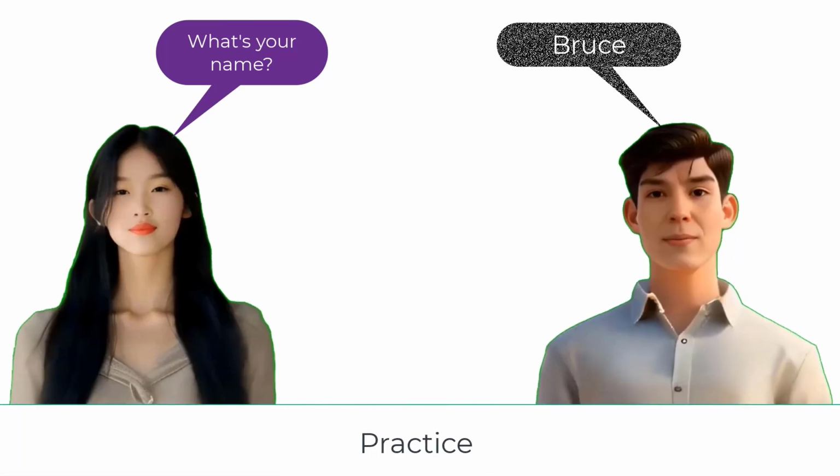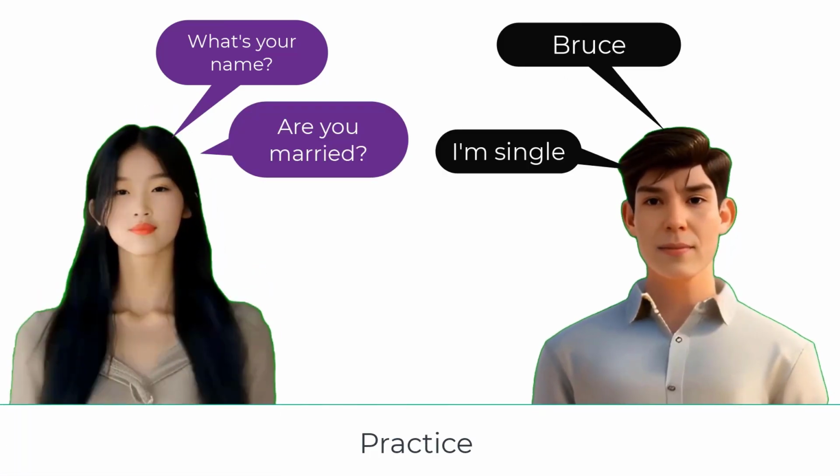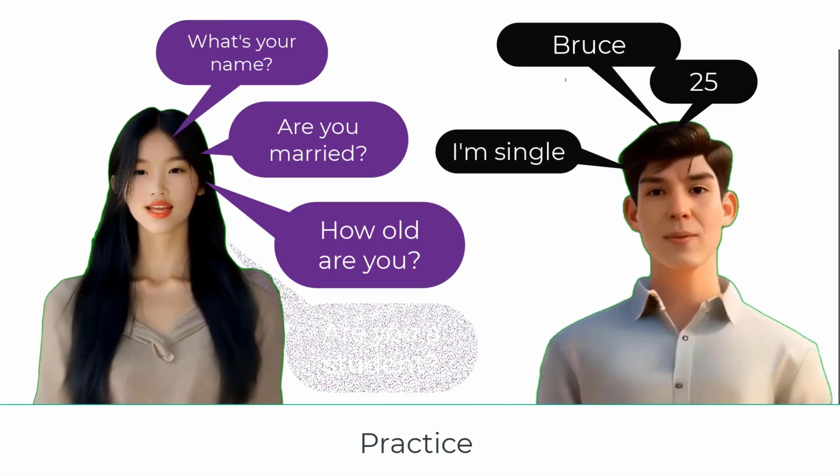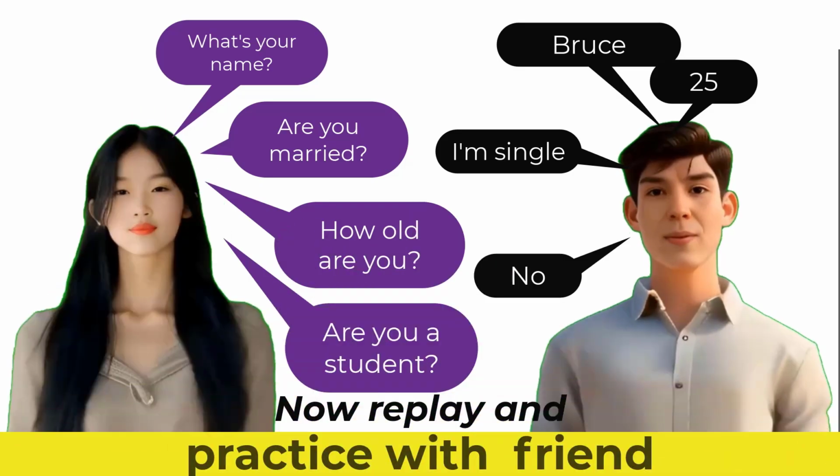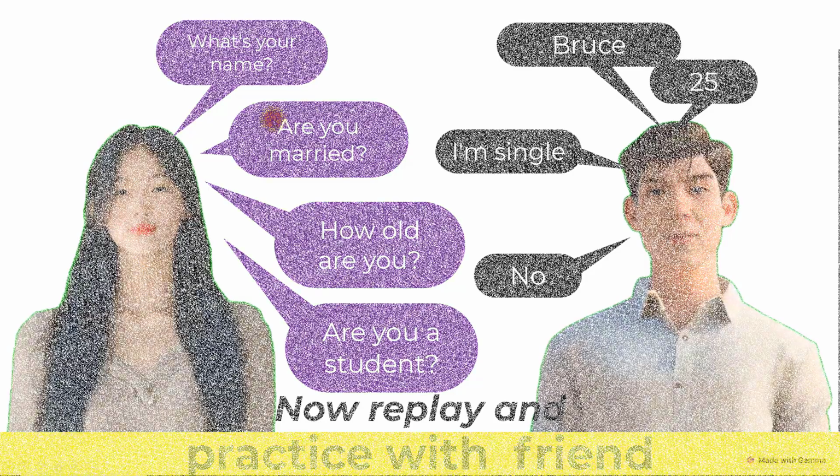What's your name? Bruce. Are you married? I'm single. How old are you? 25. Are you a student? No. Righto.